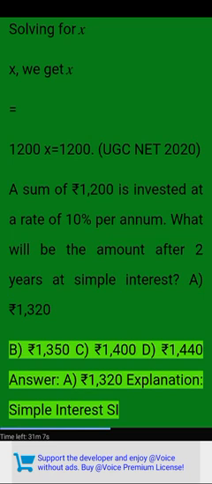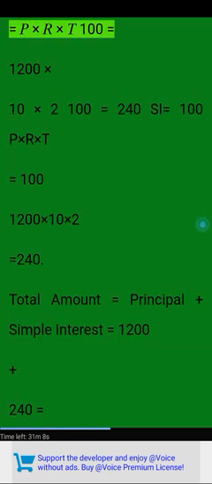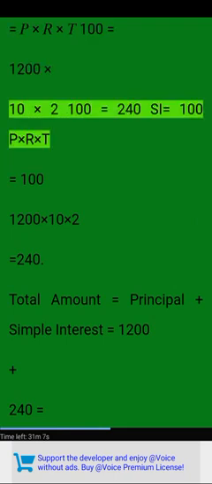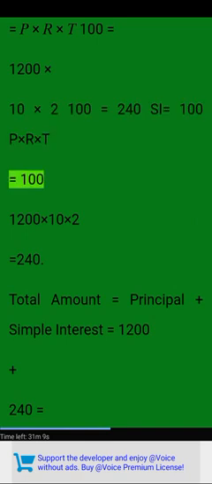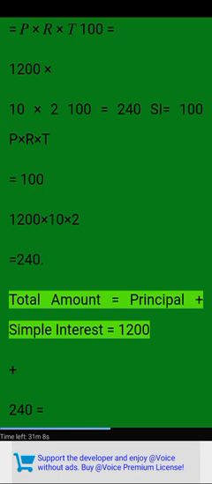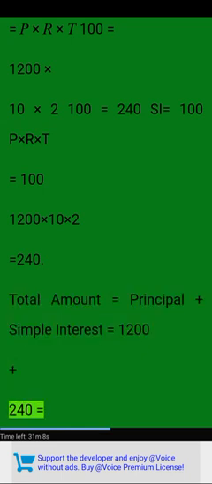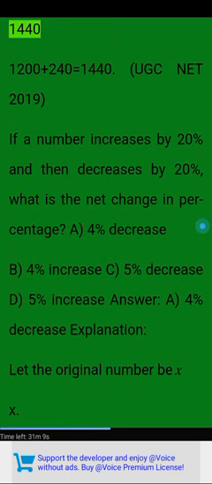Simple interest SI equals P times R times T over 100, which equals 1,200 times 10 times 2 over 100 equals 240. Total amount equals principal plus simple interest equals 1,200 plus 240 equals 1,440.